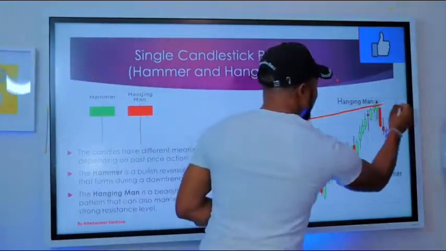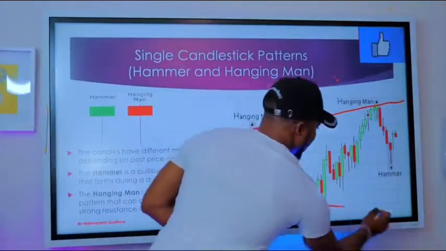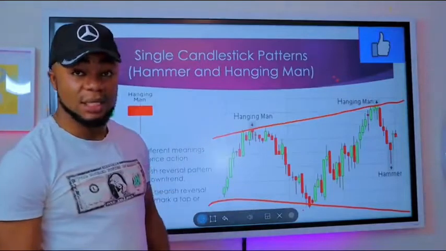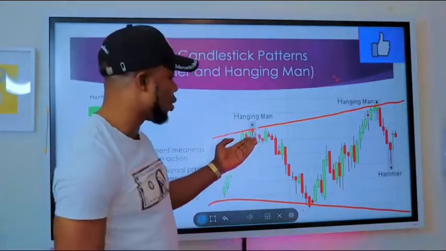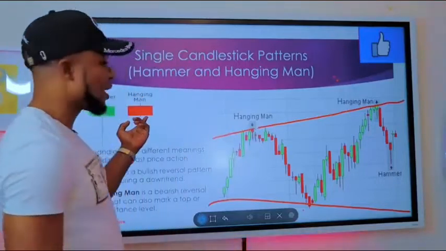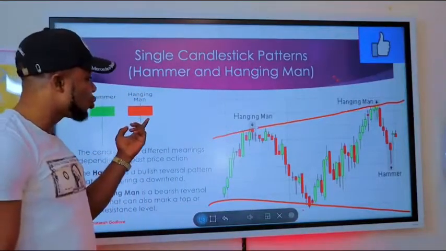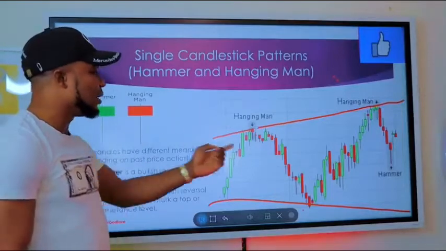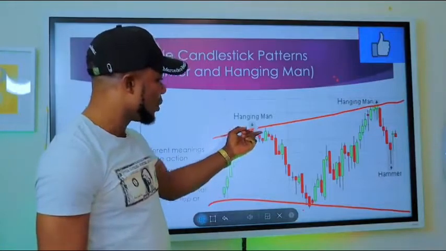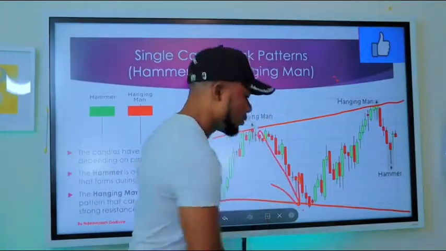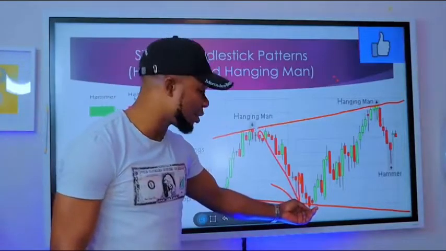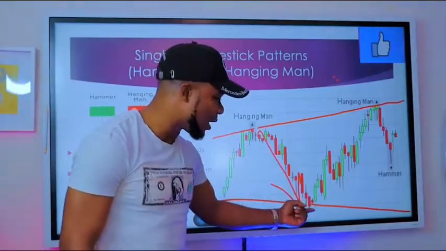Let's just assume you can see here we had our resistance and here we have our support. This is very clear. The market was actually going up, and when it came to this particular level, what happened? We had a hanging man. This hanging man was showing you very clearly that the buying pressure was down at this particular level. And after that, what happened? The market dropped immediately. All right, the market dropped immediately.